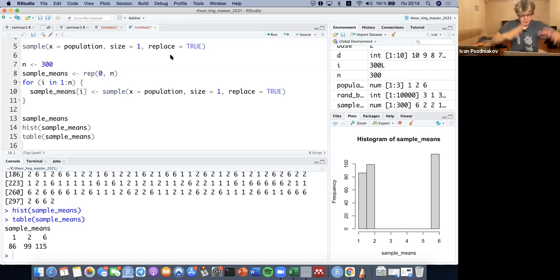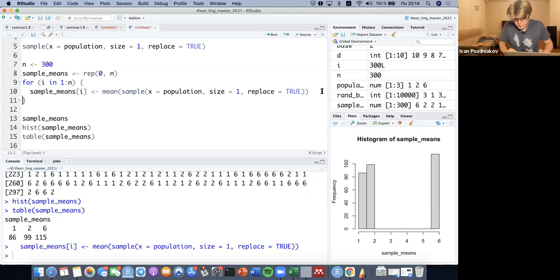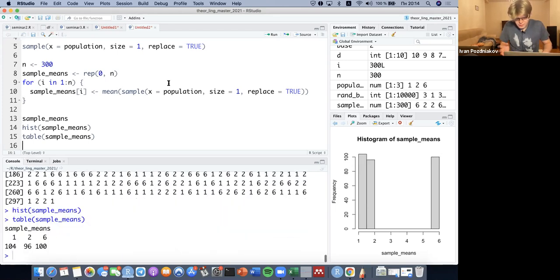So we have this random variable, and we get n equal to one, and then calculate the mean of this one item. So the mean of one item is the same as this item, so we don't need to calculate the mean. So ideally it will be like that. It will be the mean if it were not size one, but size two, for example. And okay, so it will be the same. So yeah, it doesn't matter.